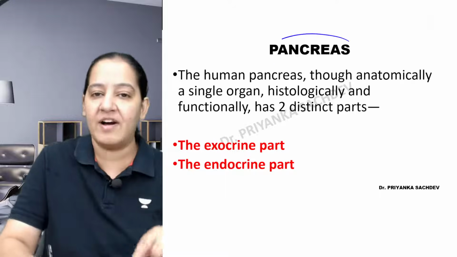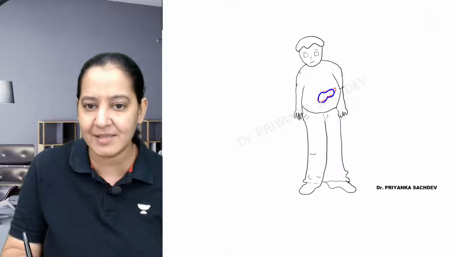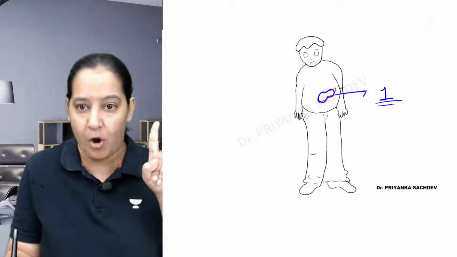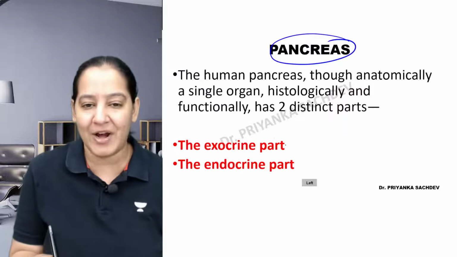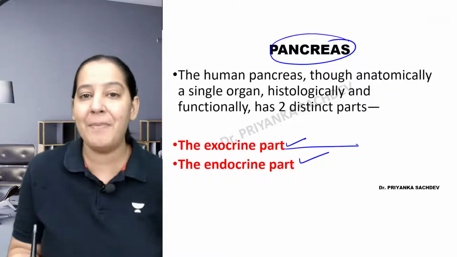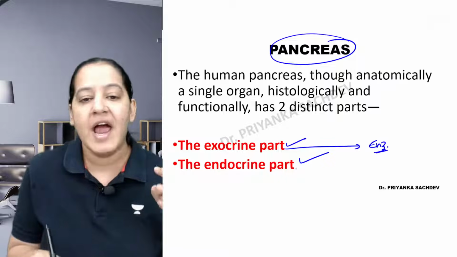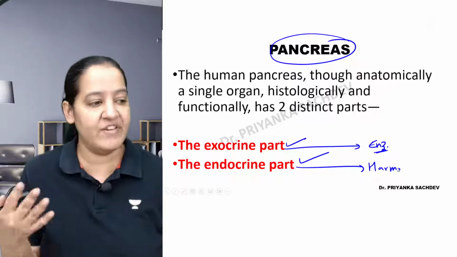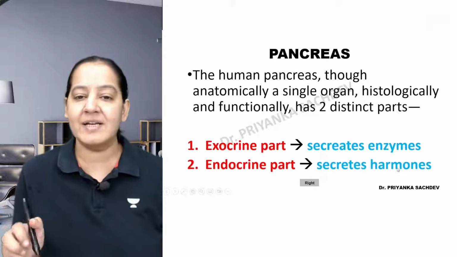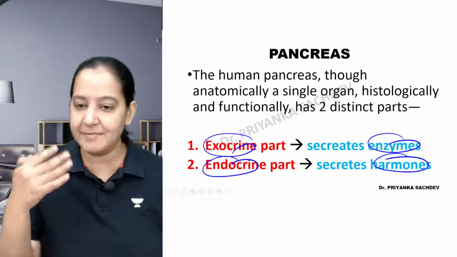We know humans have an intra-abdominal organ which is known as the pancreas. Here you can see a human body, and inside it you can appreciate the pancreas. Although the pancreas is anatomically a single organ, histologically and functionally it is a dual organ. It has two portions, the exocrine part and the endocrine part. The exocrine part secretes enzymes, which help digestion, and the endocrine part secretes various hormones into the blood which regulate various mechanisms, right? So the pancreas is a dual organ, exocrine and endocrine, secreting enzymes and hormones respectively.